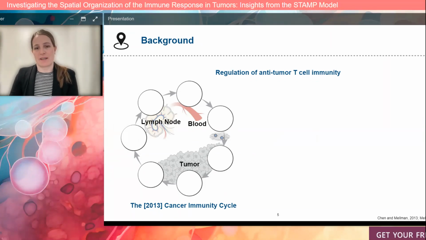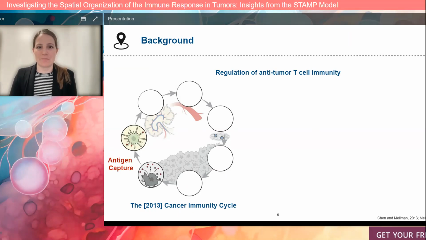So to begin thinking about the spatial organization of the immune response in tumors and how it can regulate whether a tumor will progress or become rejected, I'd like to start out with the cancer immunity cycle. So the cancer immunity cycle is a conceptual framework first proposed by scientists at Genentech about 10 years ago, and it encompasses much of what we understand about cancer immunology. So first, cancer immunology spans multiple tissues involving cells circulating between the tumor, the lymph node, and the blood. It's cyclic, which means that regulation at any step has the ability to become self-reinforcing or self-limiting.